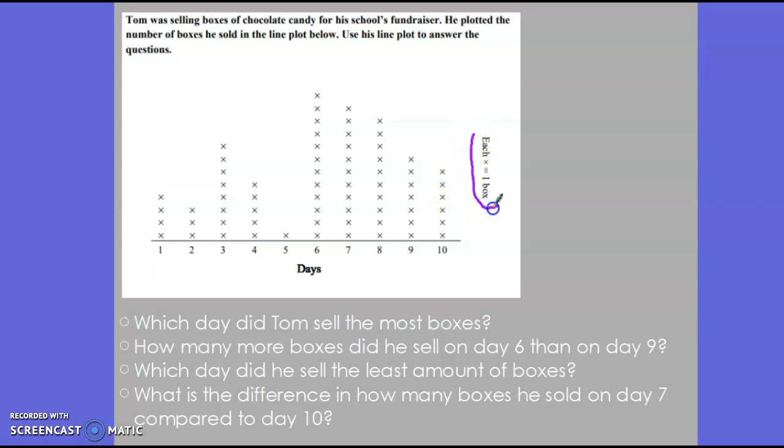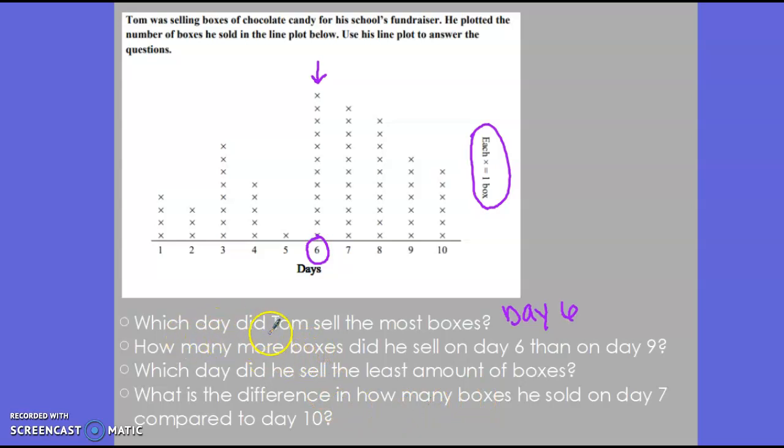Well, there again, guys, we know that each X equals 1 box. So I'm looking for the day down here that has the most amount of X's. I can just tell which one is the highest. And it looks like this one right here in the middle is the highest. It has the most amount of X's, and that is on day 6. So which day did Tom sell the most boxes? Day 6. Pretty easy, right?